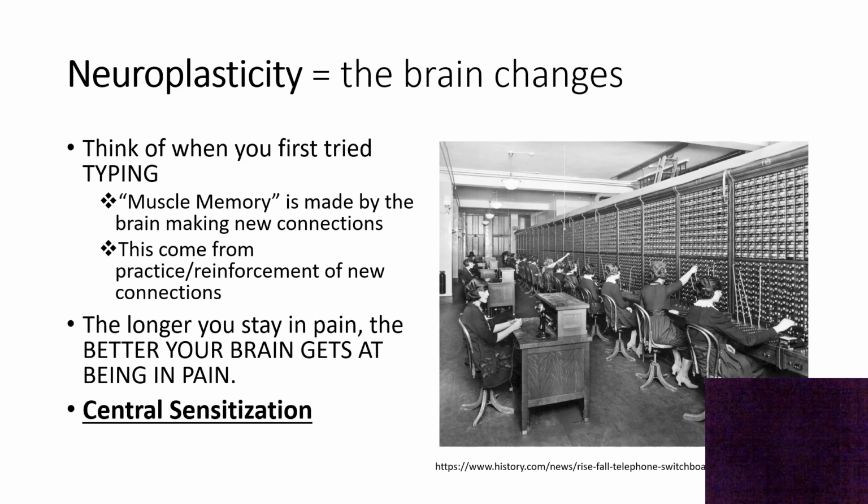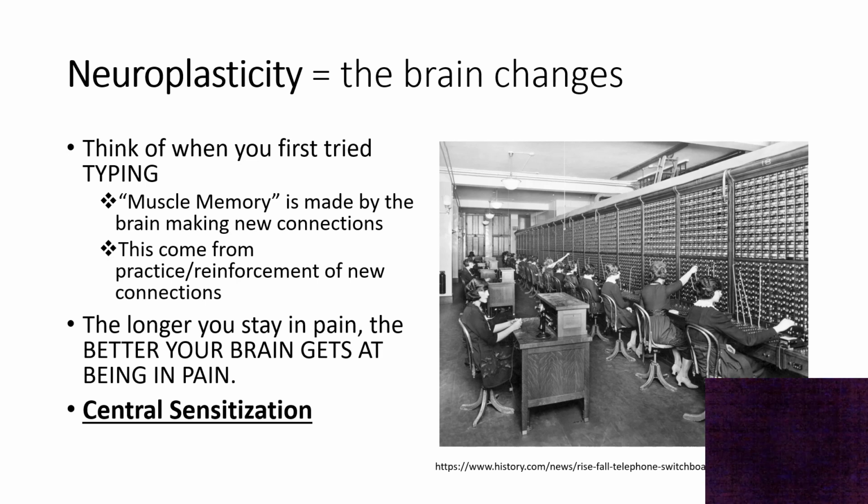So there's a process called neuroplasticity. It's brain changes. This is normal. We have neuroplasticity. Our brain is amazing, and this is how we learn new tasks. And I tell folks, think about the first time you ever tried to type or play an instrument or do a complex task like shoot a gun or shoot a free throw. What we call muscle memory, colloquially, is not actually muscle memory. It is your brain making new connections.